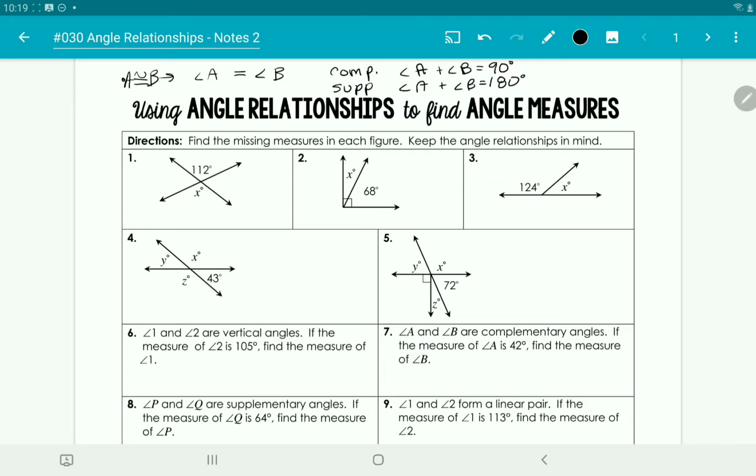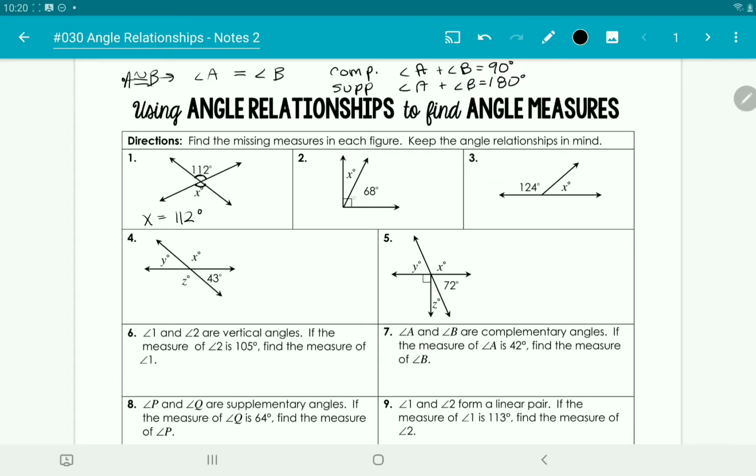So let's look at number 1. These two angles are vertical angles. Vertical angles are congruent. We said that last time. If they're congruent, put an equal sign between them. So x is equal to 112. It's that simple. Put an equal sign between them.